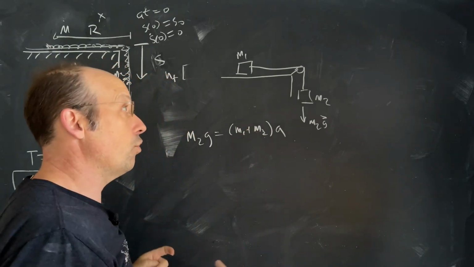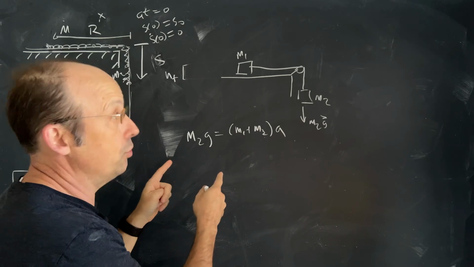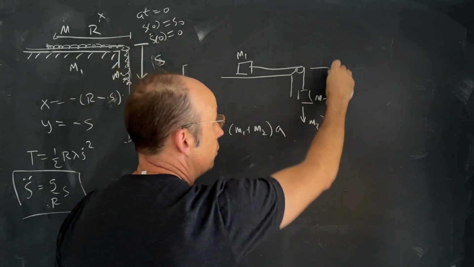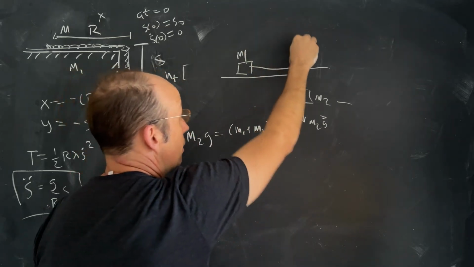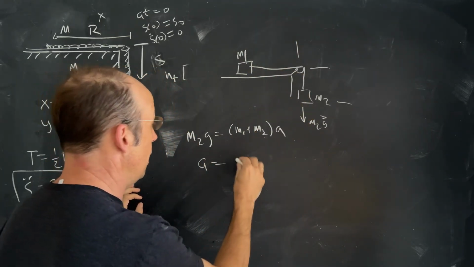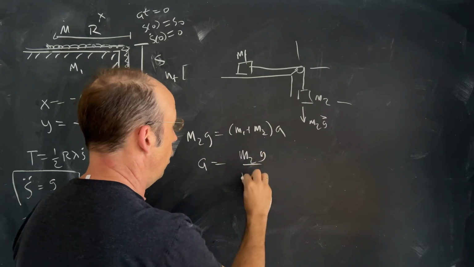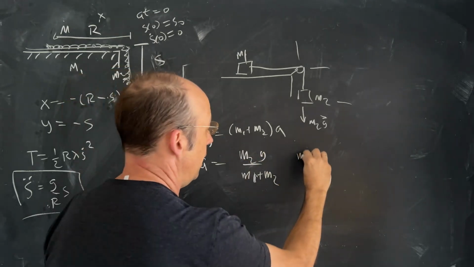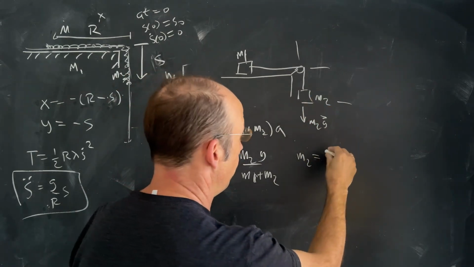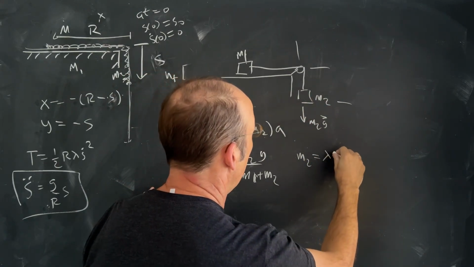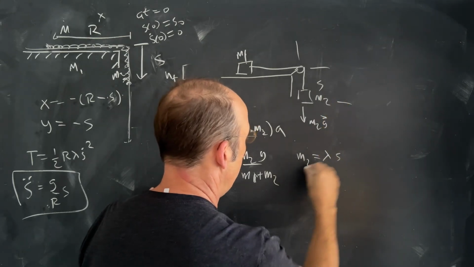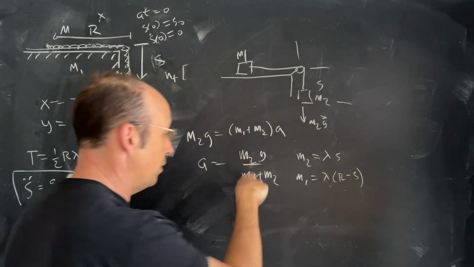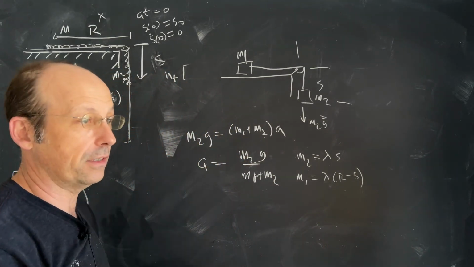So one thing you could do is to use the same solution and do a numerical solution where you say, okay, but now mass 2 is not constant. Mass 2 does depend on the height, and this mass depends on that height. So you can solve for the acceleration as m2g over (m1 plus m2), but now you can say m2 is equal to the same thing that we had before, lambda times s, let's call that s, and m1 is lambda times (r minus s), and then you get an equation that the acceleration is not constant.